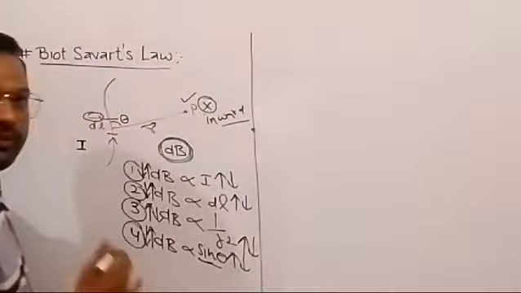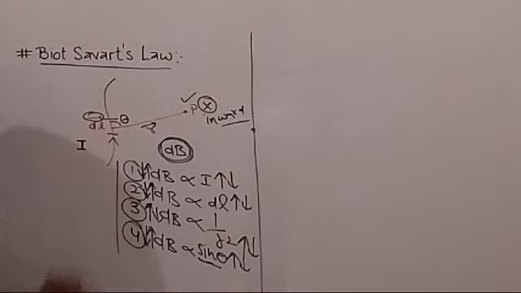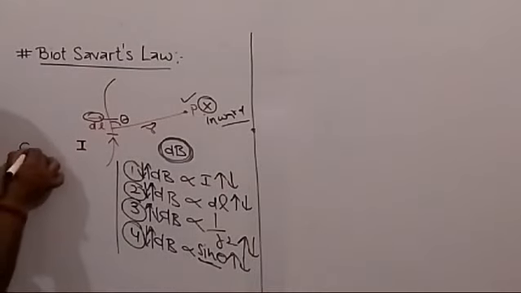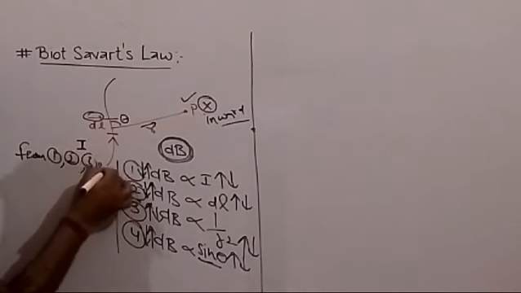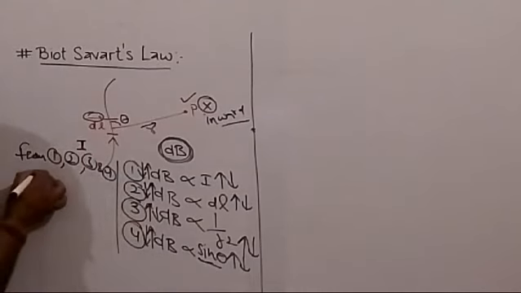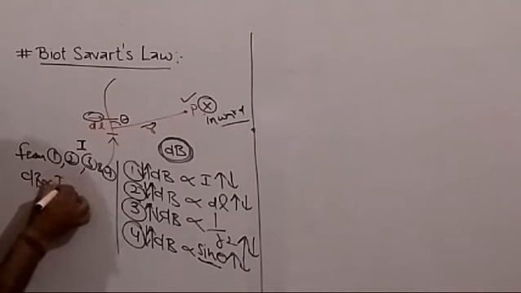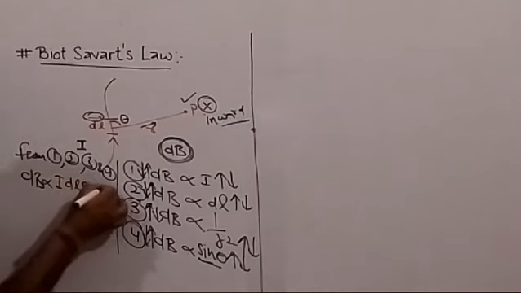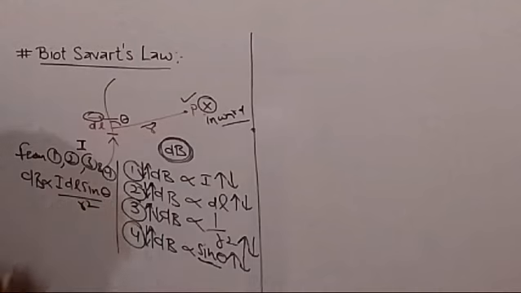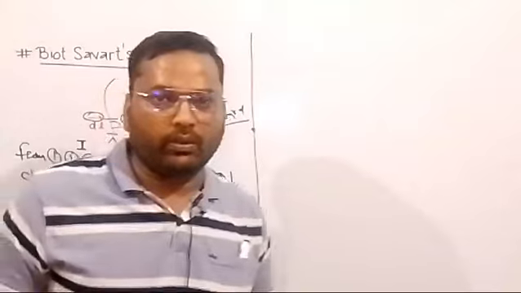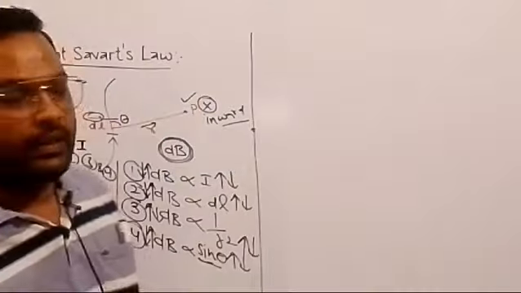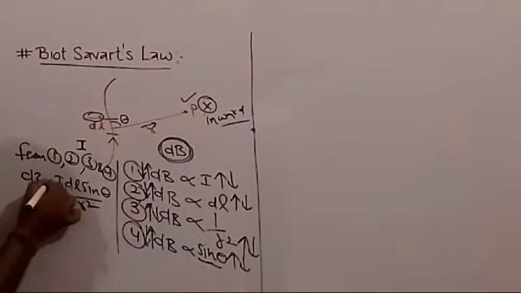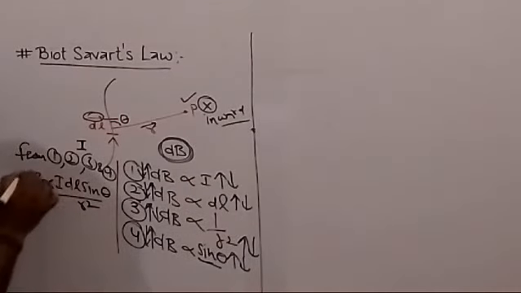So from these four equations, 1, 2, 3 and 4, we write here dB is directly proportional to I dl sin theta upon r square. And in physics you all know very well that this is proportionality, directly proportional.